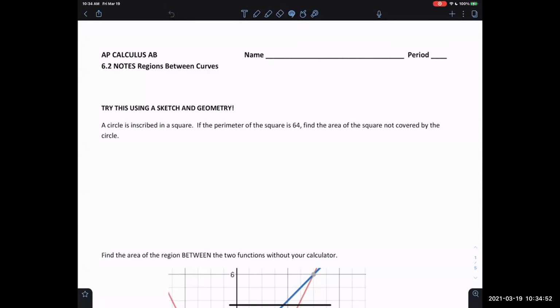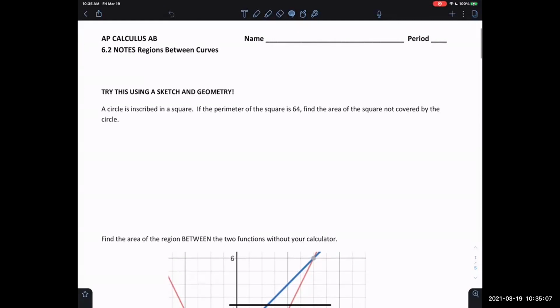What we're going to be doing today for this video is actually calculating area between two curves. So if you haven't printed out your notes for 6.2, go ahead and get the printout, since there are some pictures in this, it might be easier if you can actually print it out. If you cannot, then just get your notebooks or your paper ready.